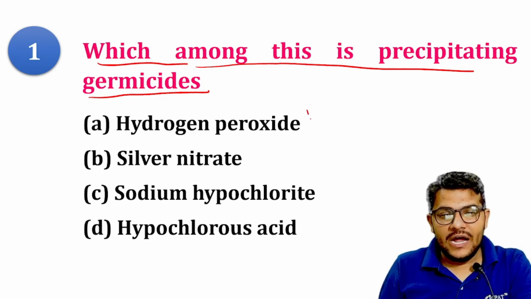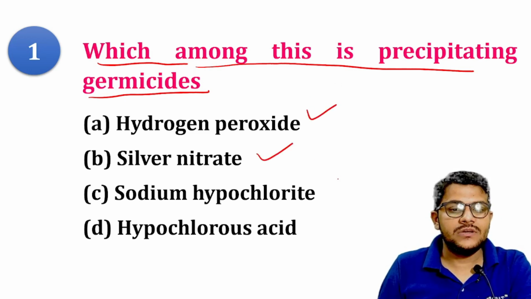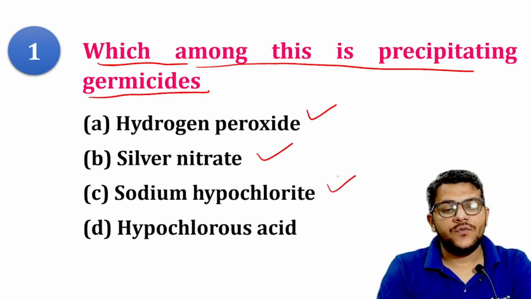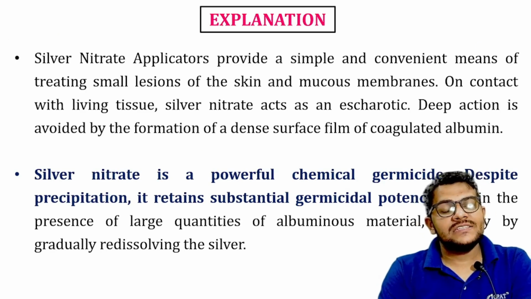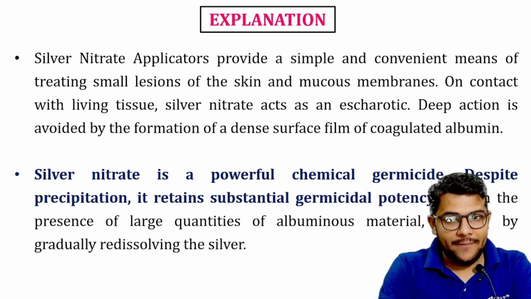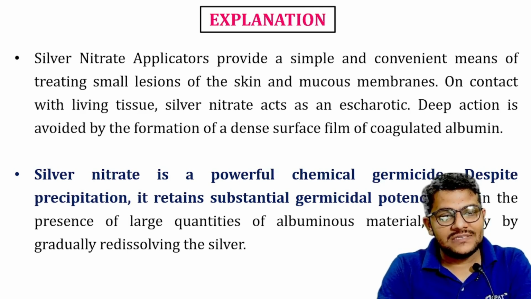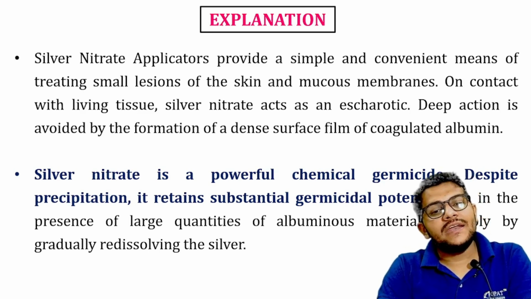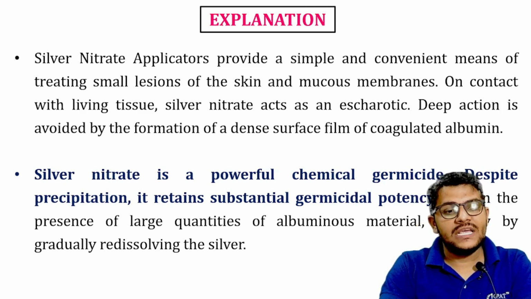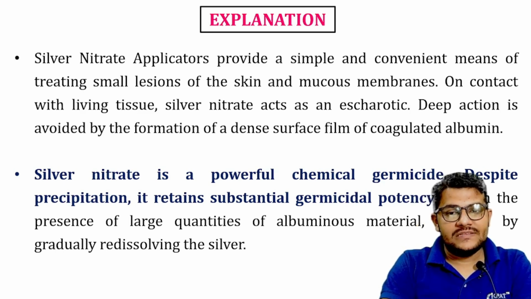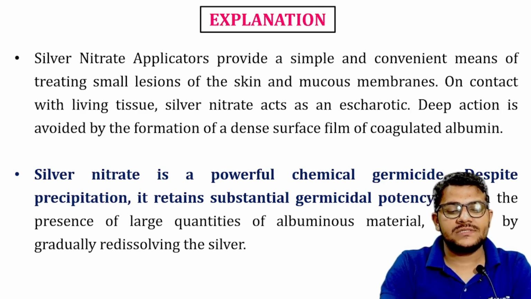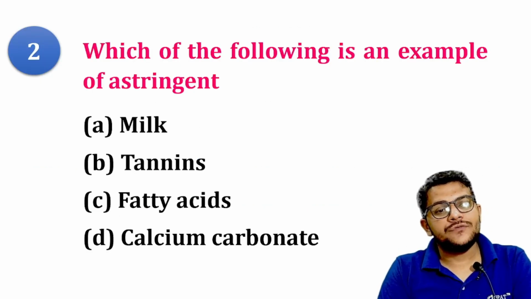First option we have hydrogen peroxide, H2O2; silver nitrate, AgNO3; sodium hypochlorite, NaClO; next you have hypochlorous acid. The correct answer, which acts as a precipitating germicide, is silver nitrate. Silver nitrate is a very simple and convenient means of treating small lesions on the skin and mucous membrane, and it is a powerful chemical germicide. Despite its precipitating property, it retains substantial germicidal potency.